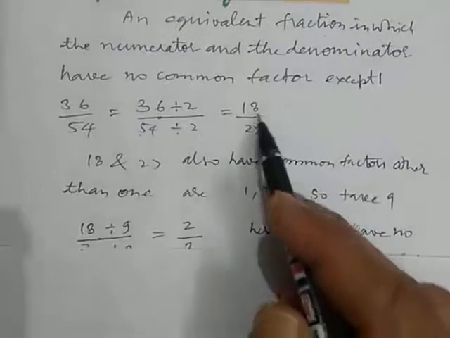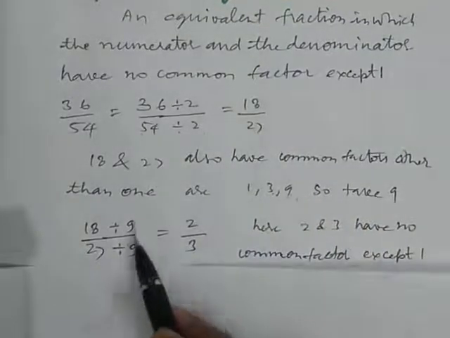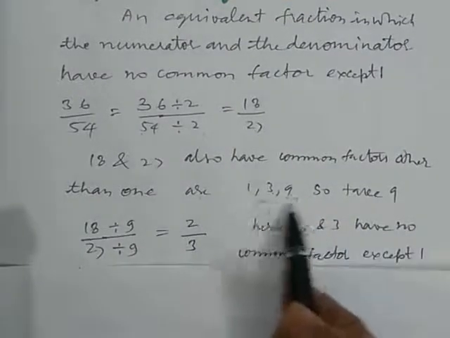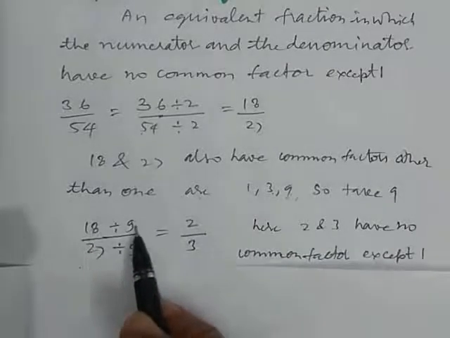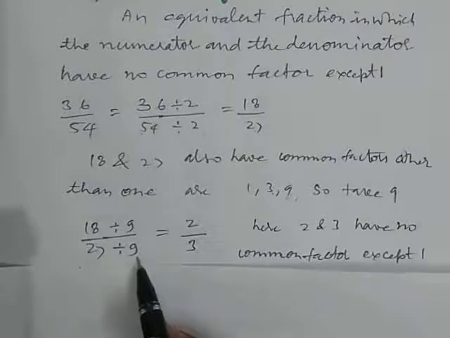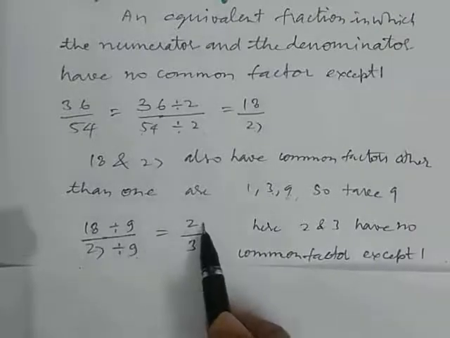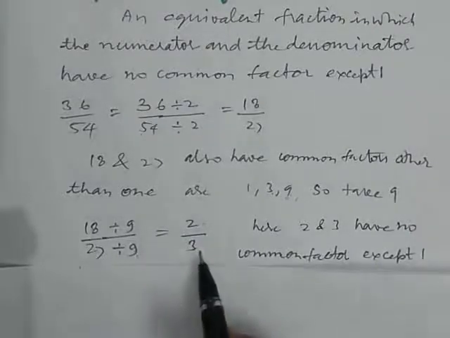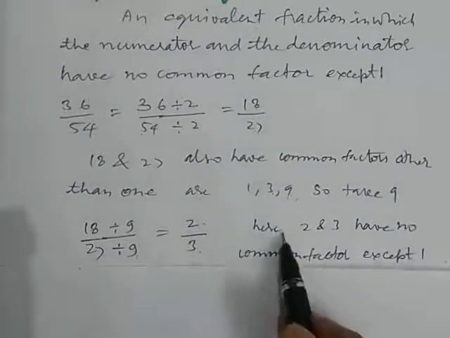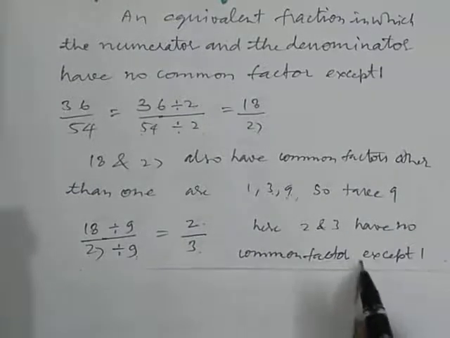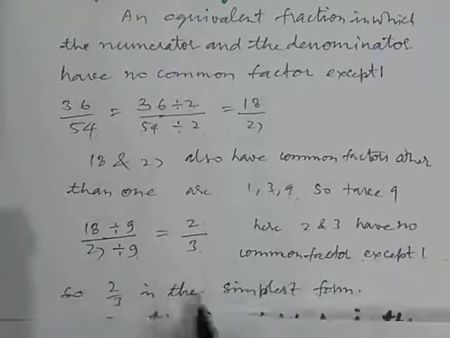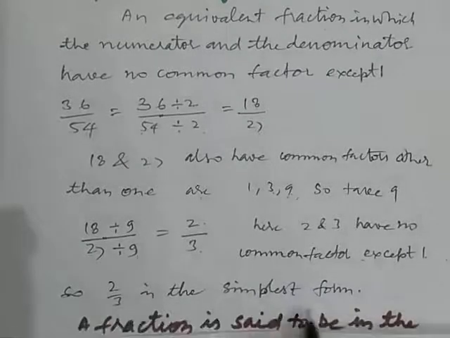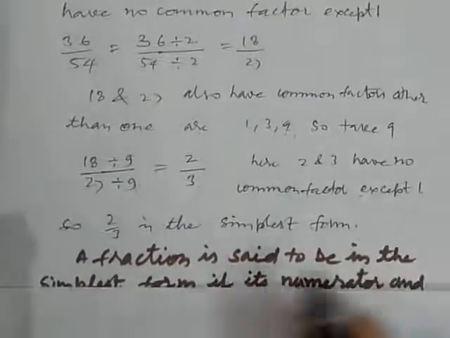Now this 18 and 27 both divide by 9 because this is the highest common factor. So 18 divided by 9, 27 divided by 9. We get 18 divided by 9 is 2. 27 divided by 9 is 3. Here 2 and 3 have no common factor except 1. So 2 by 3 is the simplest form. Okay. So this way we can find it.